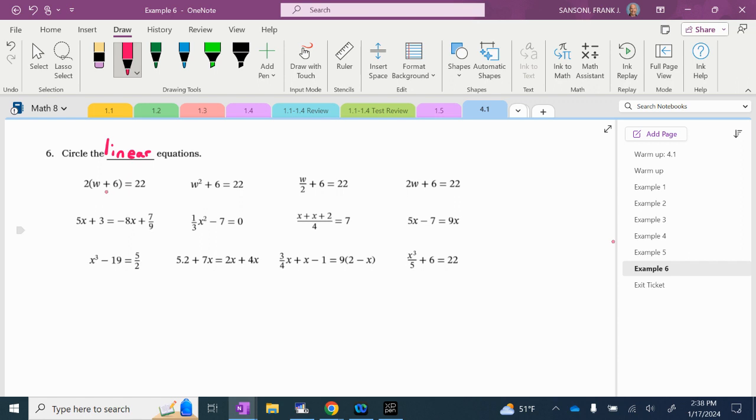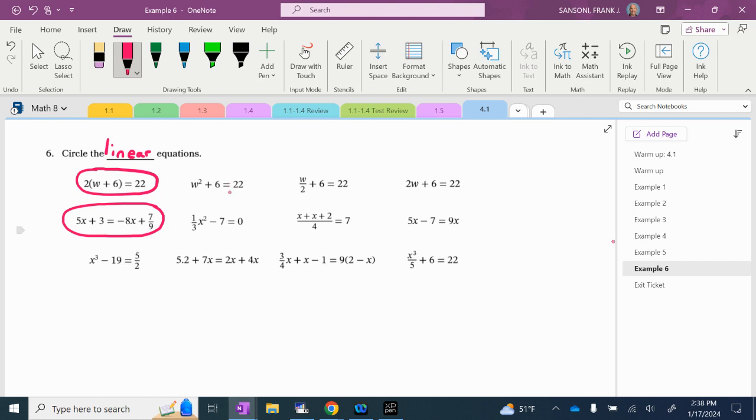So it says circle. Would you like me to circle this right here? Yeah, because that's going to be 2w plus 12 equals 22. So that's linear. How about this one? Is there anything where it's squared or cubed or anything like that? No. So that's linear. How about the bottom left? No. Why? Because x is to the what power? 3rd power. So that cannot be linear.